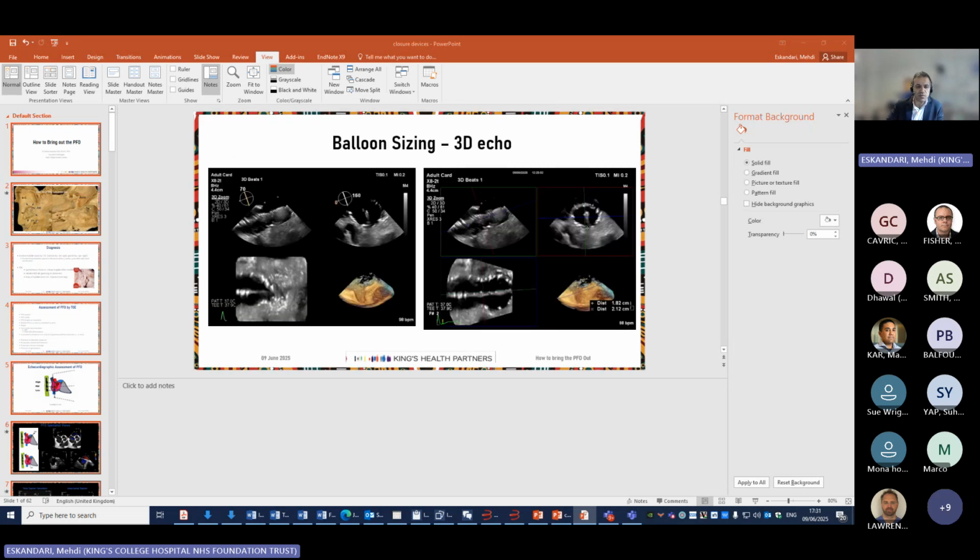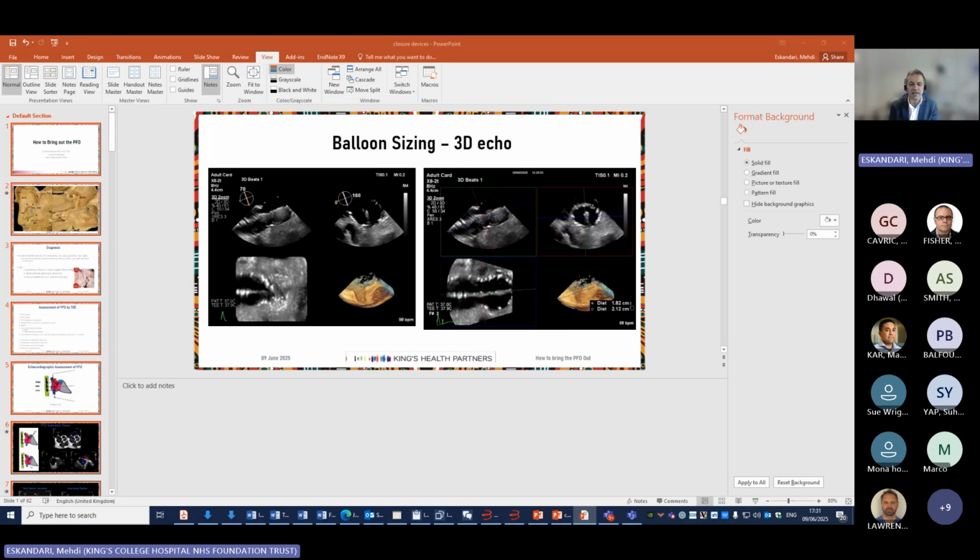So this is how we do it with balloon sizing with the 3D echo. A balloon is very carefully inflated, and essentially by multiplanar reconstruction, you go at the waist of the balloon, and you will see the two dimensions. In other words, at that view, which is taken from the short axis view, you are essentially stretching the width of the PFO tunnel, and then you are going to add a few millimeters to that to make sure that it's covered.